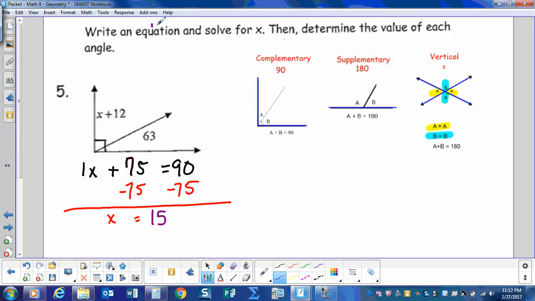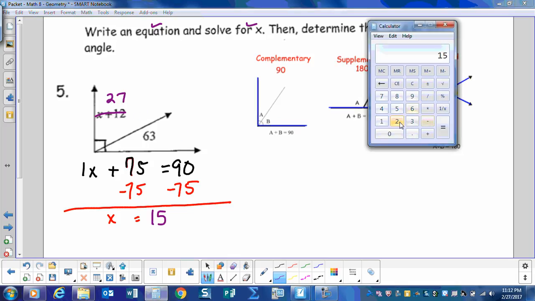So we wrote the equation, we solved for x, now we need to determine the value. So we need to take 15 plus 12. 15 plus 12 is 27. So we're going to check that 27 and 63 equal 90. 27 plus 63 equals 90.